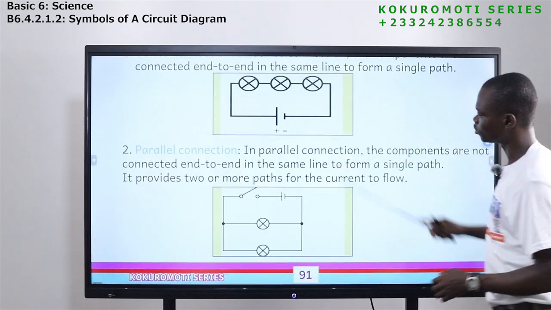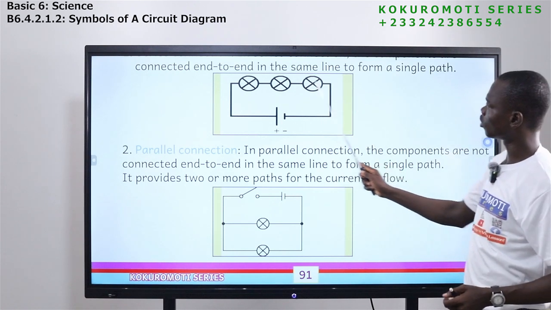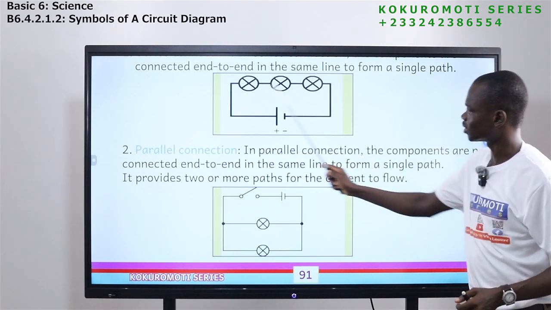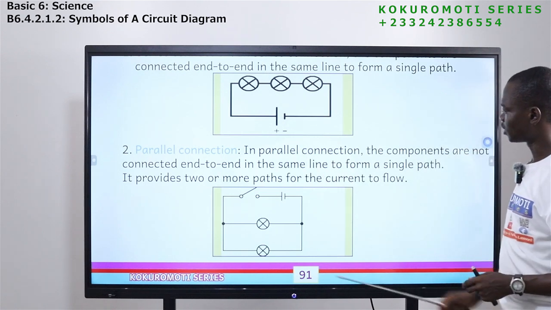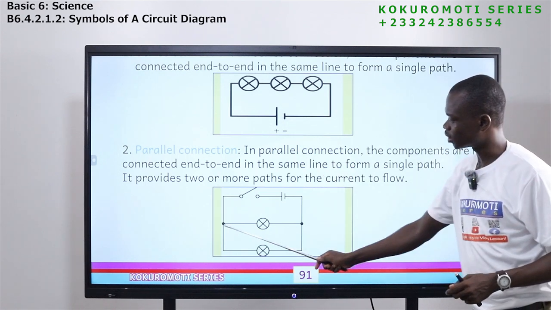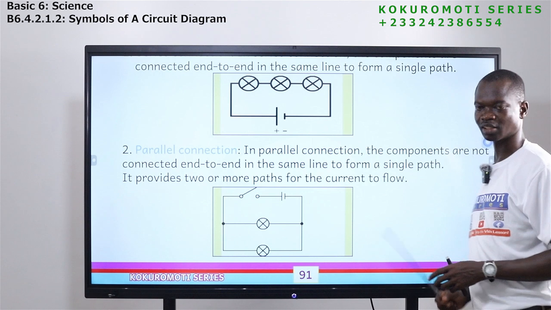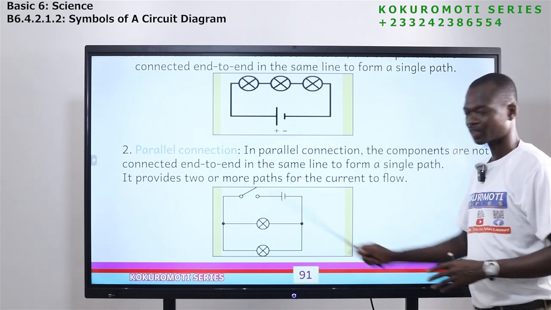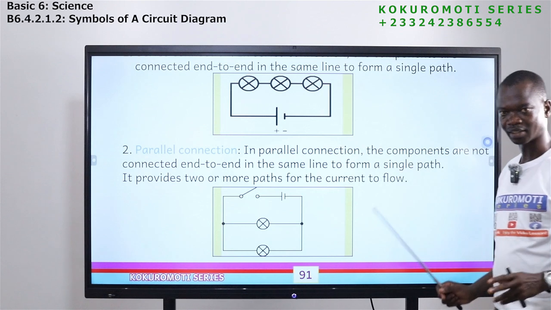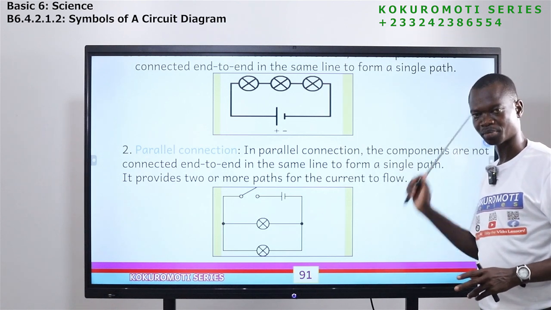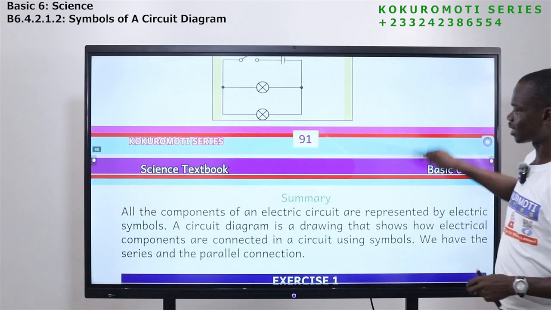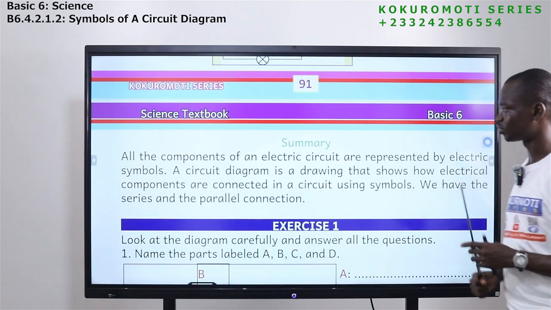If you compare the two, you can see that all these are bulbs. They are on the same line. If you come to this side, this bulb is on a different line, this bulb too is on another line. And it tells you that they are not in the same line. So this is parallel, but this one is series. So that is that.